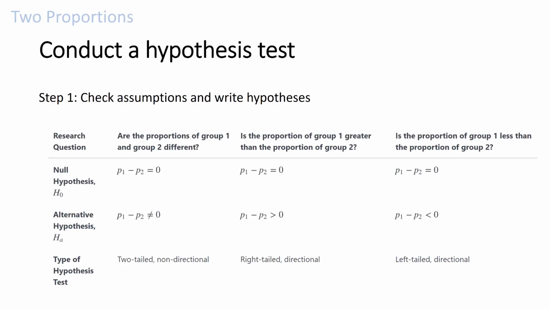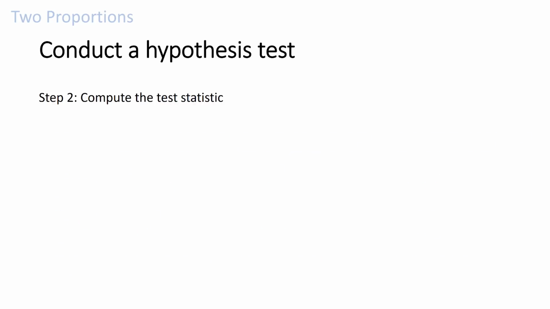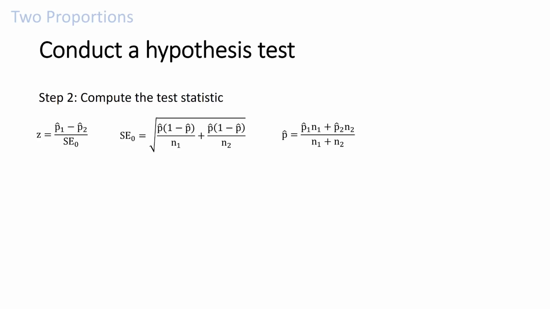Then we write hypotheses. This chart is from the online notes. It shows all of the possible hypotheses. Note that these could also be formatted like this. Step 2, compute the test statistic. That will require a set of 3 equations if you're doing this by hand. Whenever possible, I strongly encourage you to use Minitab Express. We'll see an example shortly.